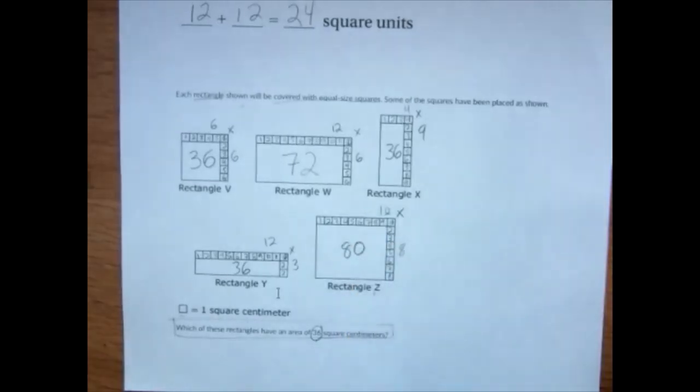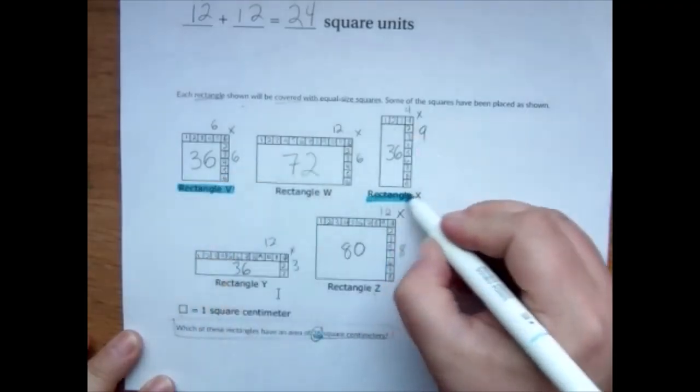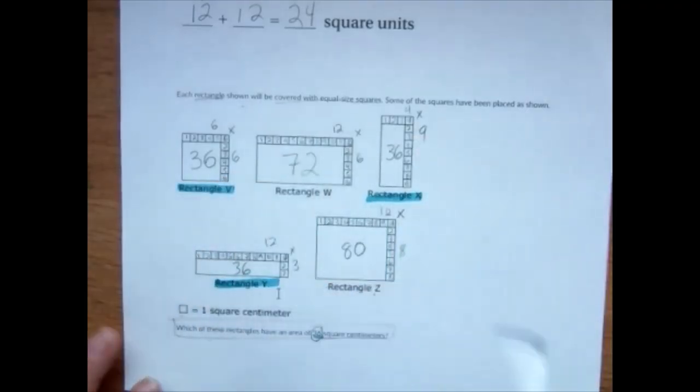So now I can easily see which of my given rectangles have an area of 36 square centimeters. Rectangle V, X, and Y.